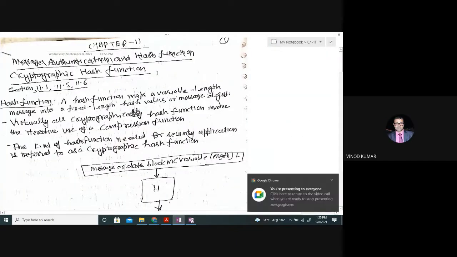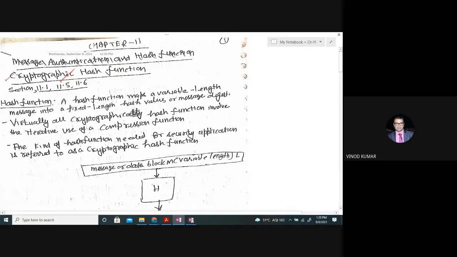Okay, chapter 11. The name of this chapter is cryptographic hash function. There are three sections in your course: 11.1, 11.5, 11.6. First, we discuss the hash function. Now, our basic definition: what is a function? Then we come to the hash function.